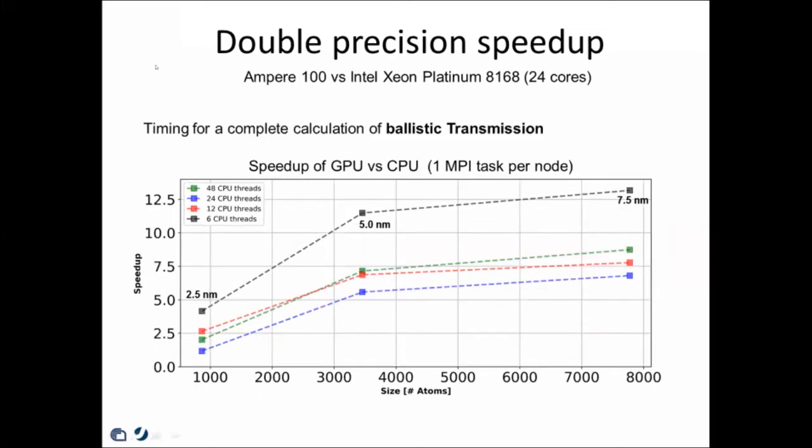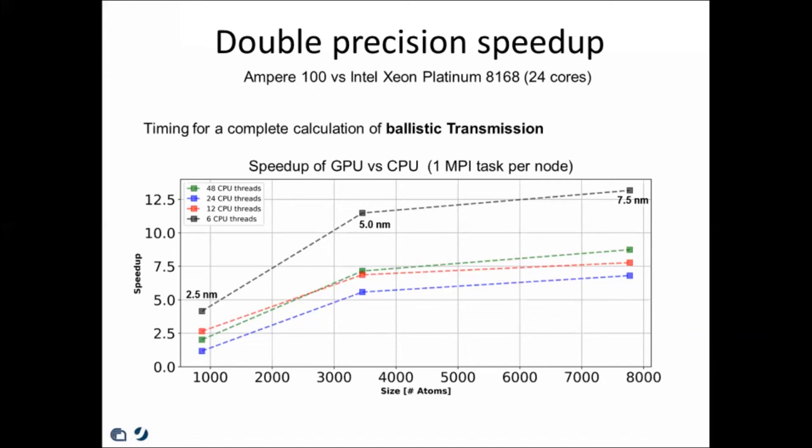If we look at an entire calculation, like the ballistic transmission from one side to the other of the device, we do have some loss of performance, mainly because this is a bit less computing intensive. We have to copy more matrices back and forth to allow the largest matrices. And the speed up goes a bit down to roughly a factor of 5 up to maybe 7.5 on the largest matrices we managed to test, which is okay for the double precision.